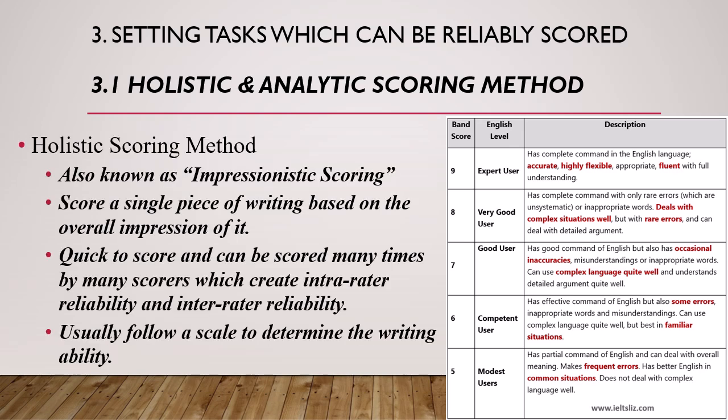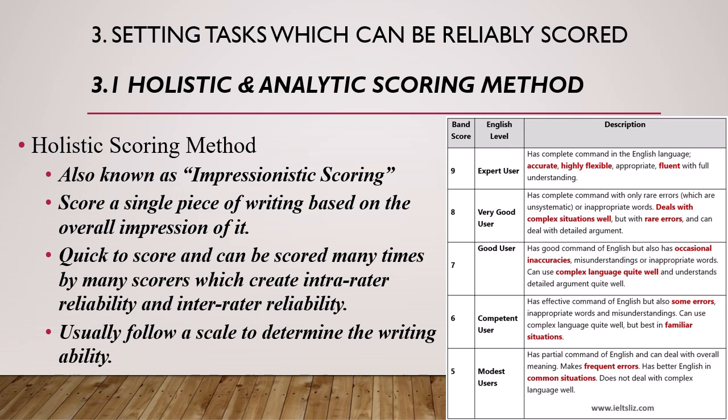So for the holistic scoring method, sometimes called impressionistic scoring method, it means giving just one overall score to a piece of writing based on your general impression of it. So the big advantage is that it's very quick. Experienced scorers can read and just score a one-page writing in just a few minutes. Because it's fast, the same writing can be scored by more than one scorer, which of course helps make the scoring more reliable too. For example, we often, as you can see on the slide, use this scale, right?